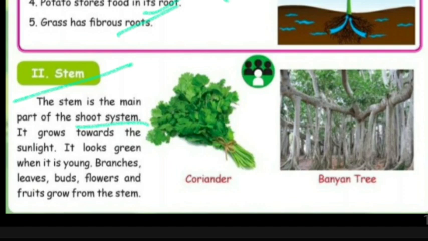It grows towards the sunlight, because in the presence of sun, they are growing. It looks green when it is young, like this. And branches, leaves, buds, flowers and fruits grow from the stem only. Correct, children. So this is an example, see, coriander. This is the stem. That is in the shoot system. These grow above the soil, above the ground.